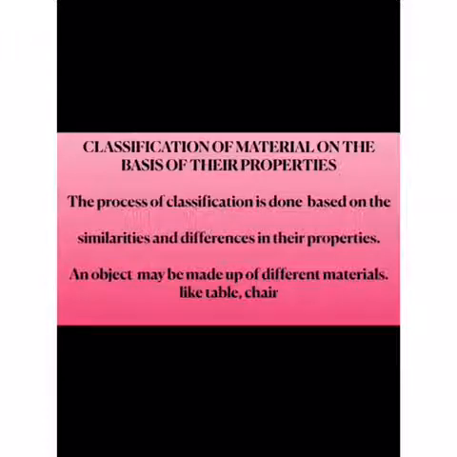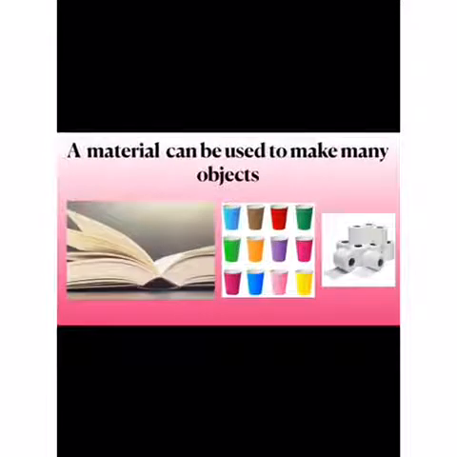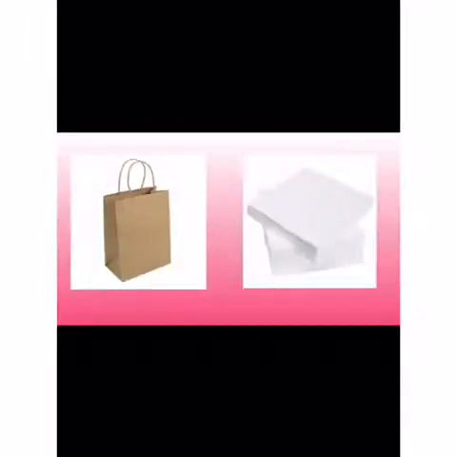An object like a table and chair may be made up of wood, iron, steel or plastic. And a single material can also be used to make many objects, like paper. It can be used to make books and notebooks, paper cups, tissue paper, newspapers, carry bags, etc.